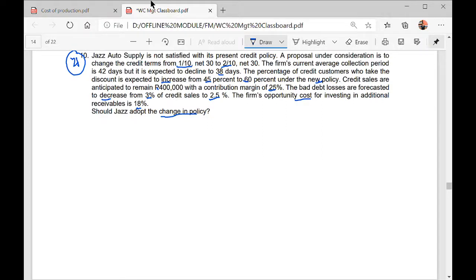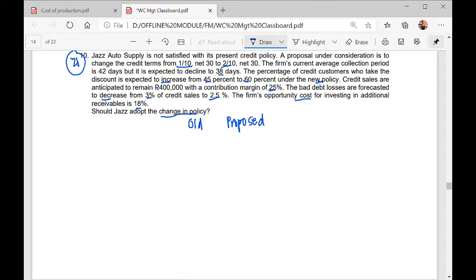So, I will solve this problem in two ways, the long form and the short form. Okay, so this is how I will solve this one. We have the old policy and the proposed policy. So, we will compare the old and the proposal.